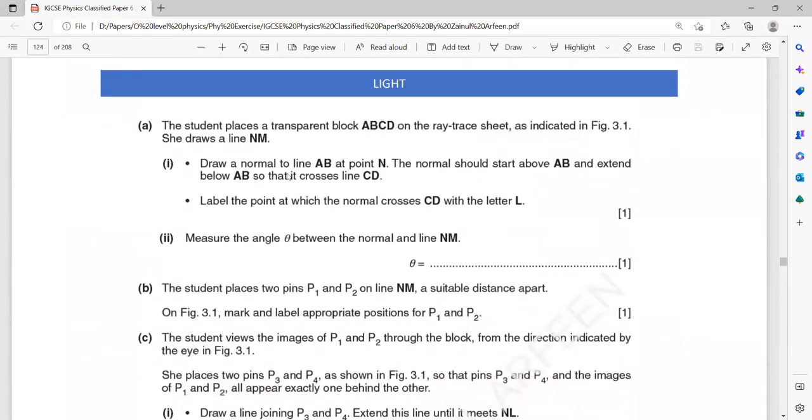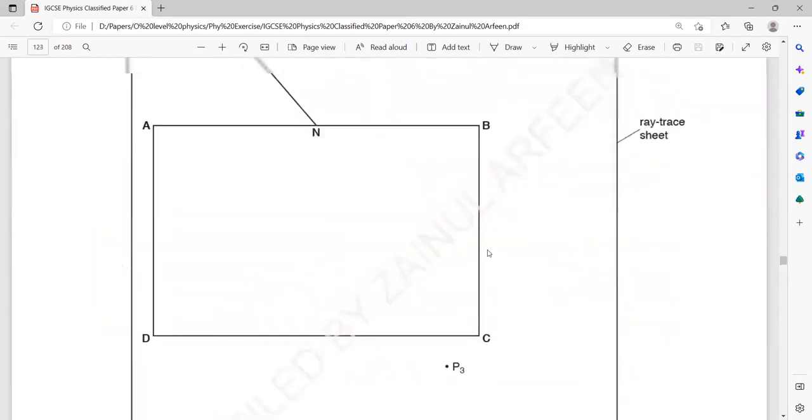Draw a normal to line AB at point N, and the normal should start above AB and extend below AB so that it crosses line CD. And label the point at which the normal crosses CD as L, and measure the angle between the normal and the line. So we have to follow the instruction.